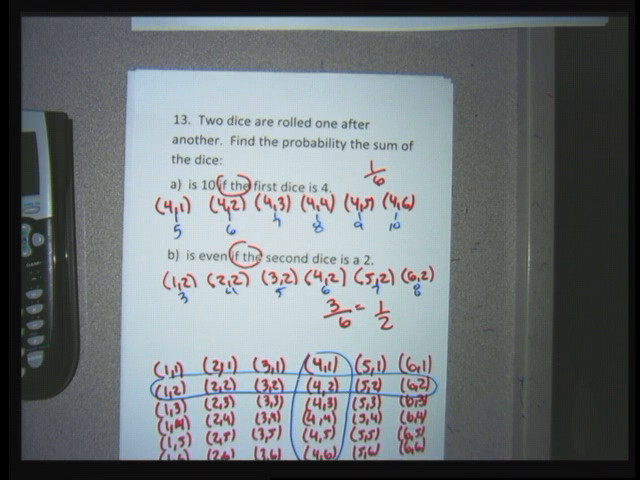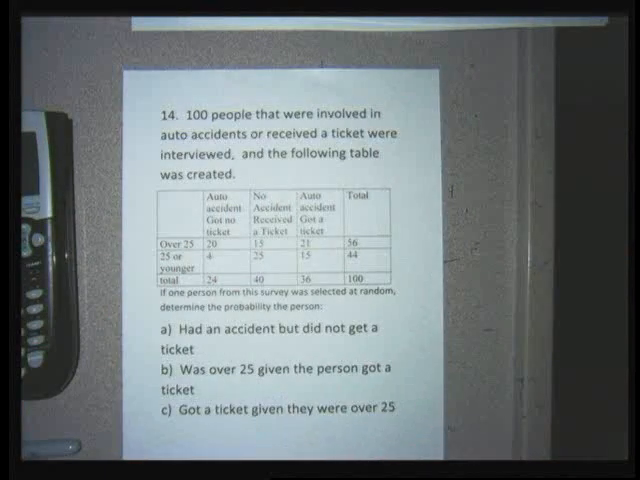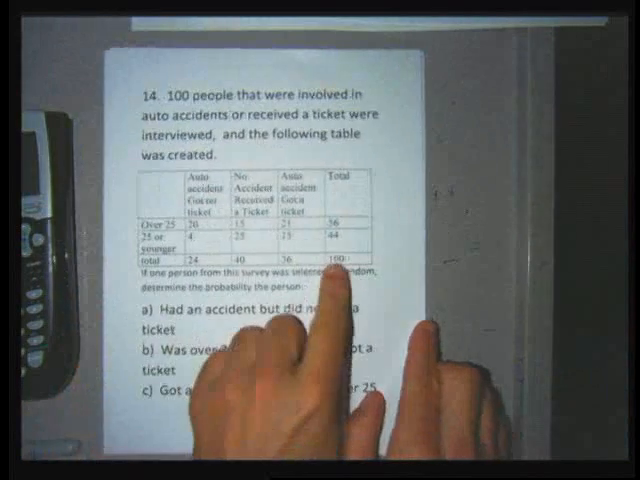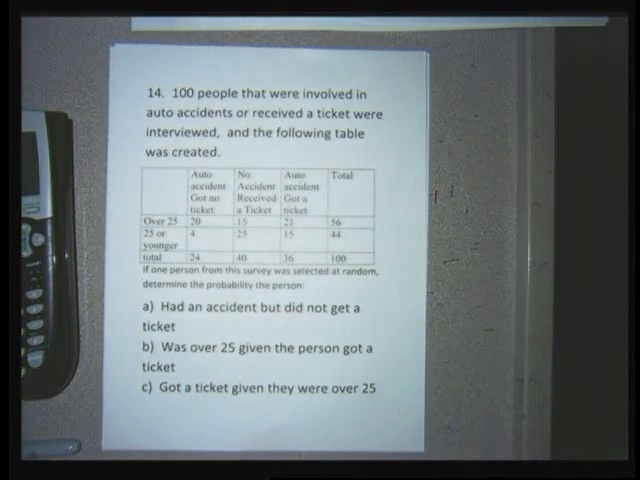For 14, the table is pretty involved, and you might have to spend some time trying to figure out exactly what the table has given me before you answer the probability questions. So 100 people were surveyed. That's the 100 in the bottom right-hand corner. Some of the people that were surveyed had auto accidents. Some of them didn't have auto accidents. Some of the people got tickets. Some of the people didn't get tickets.